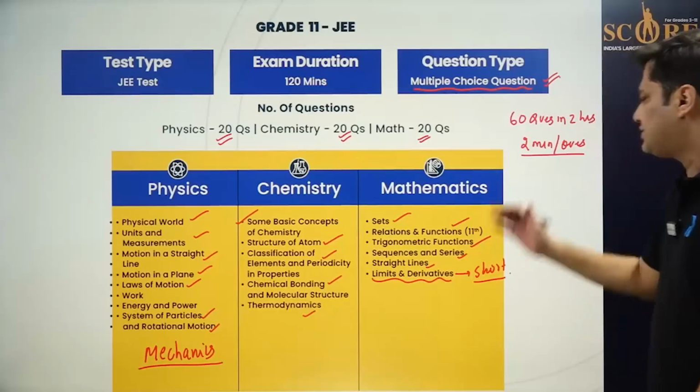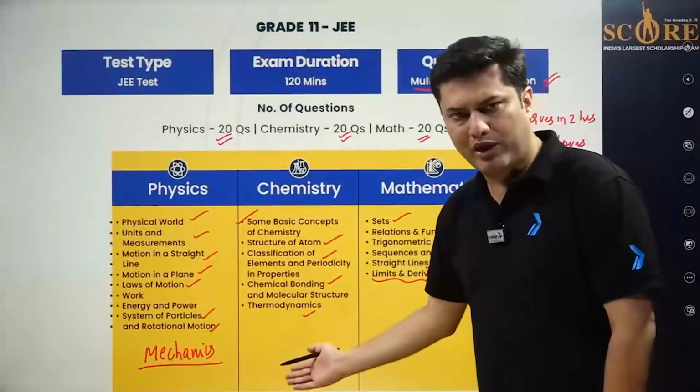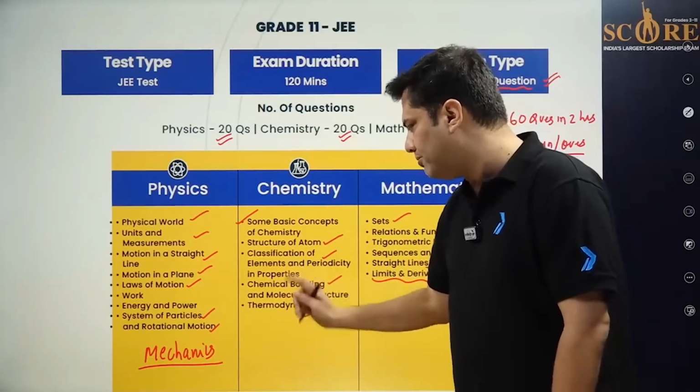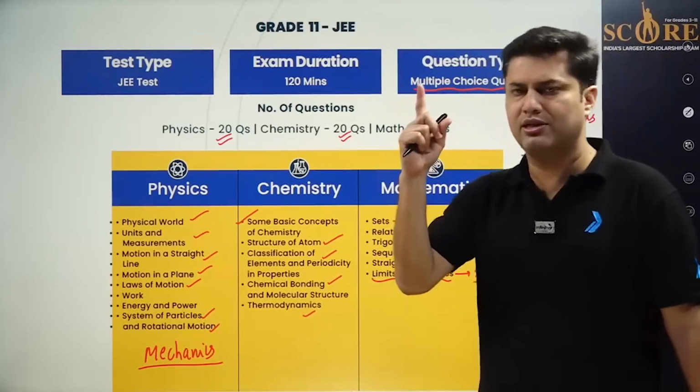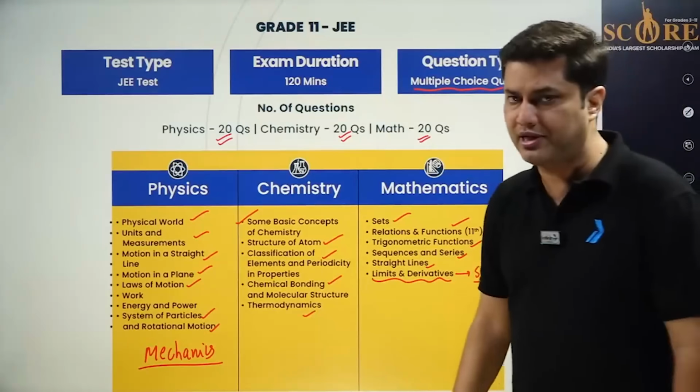Okay, so this is the syllabus for physics, chemistry and mathematics. One by one, basic chemistry and then atomic structure, periodic table, chemical bonding and thermodynamics. So he will be covering this, and I will be covering first sets, then relation function, then trigonometry, and after that sequence series, straight lines and limit derivative.